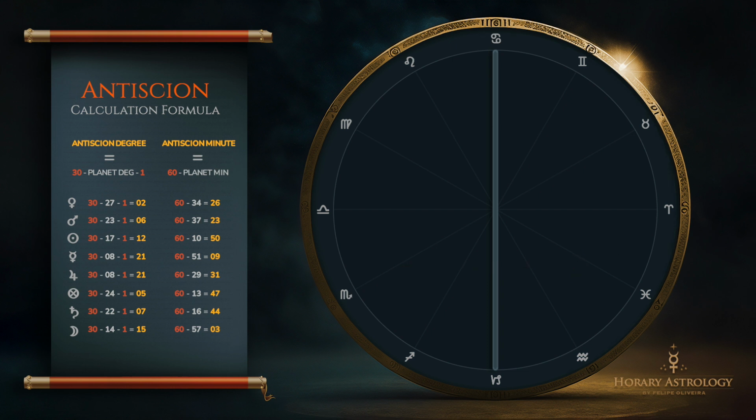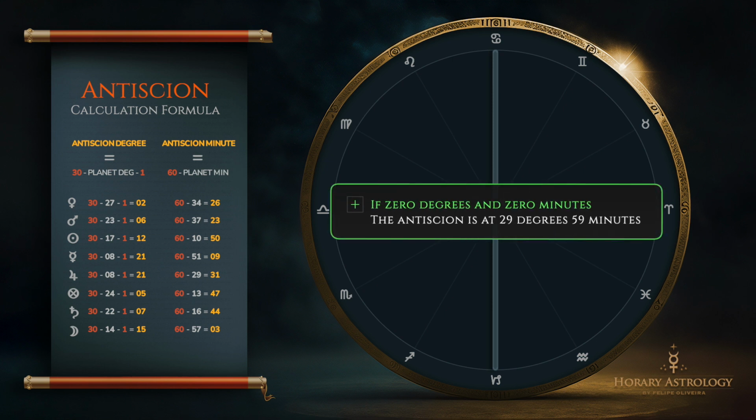The other exception is when a planet is at 0 degrees and 0 minutes. The Antiscion is going to be at 29 degrees and 59 minutes.